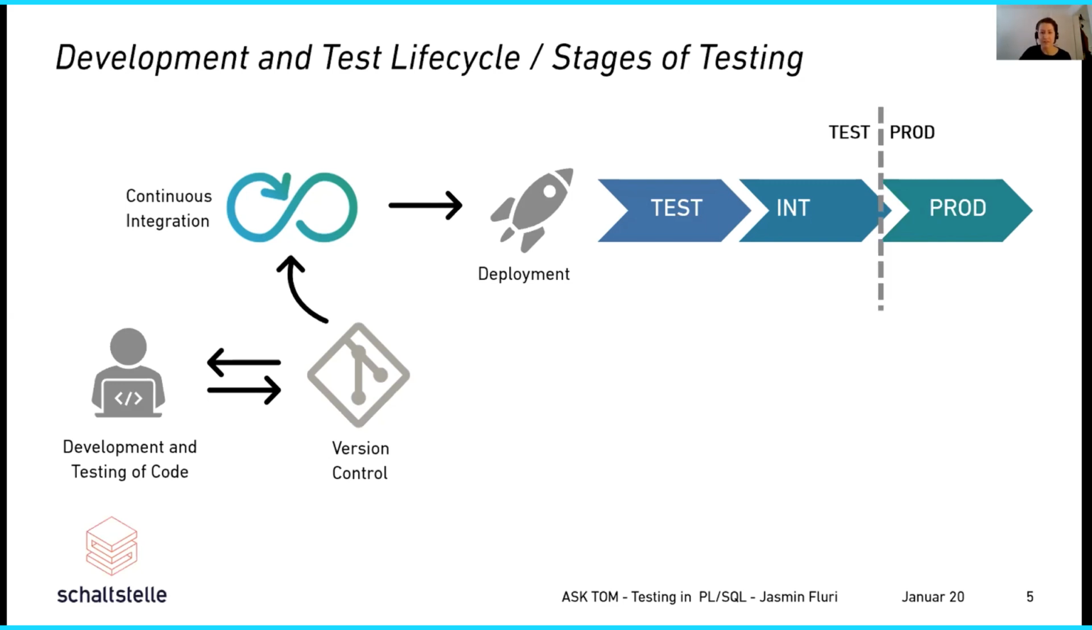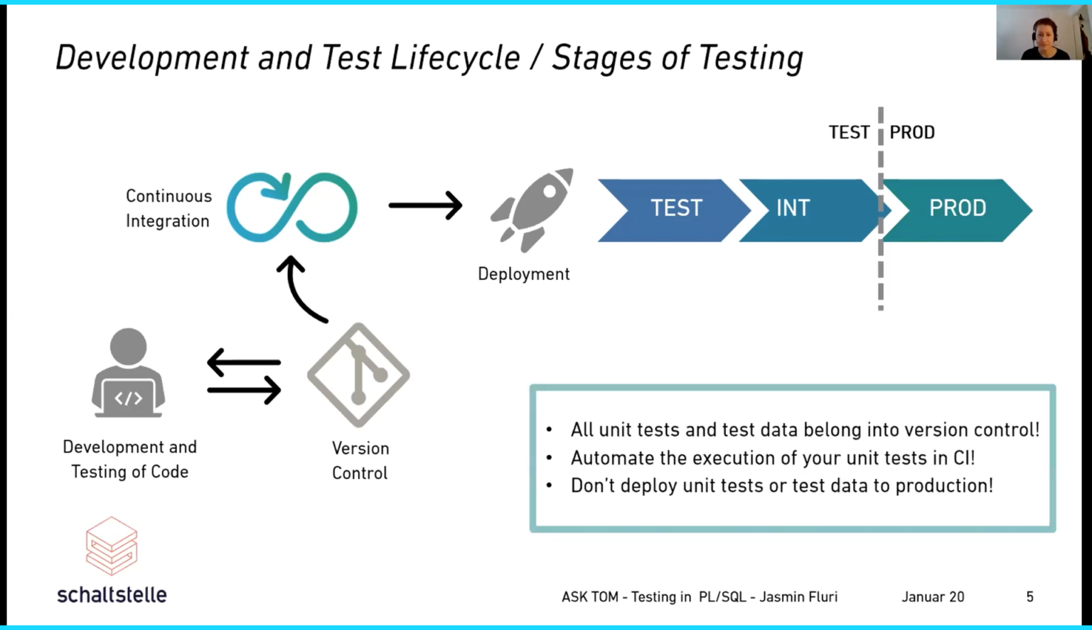Important here is that the unit tests and also the test data should only be deployed in the test environment. We don't want to have the test data in the production environment. We only want to have that in the test environment, because the chances of breaking something in production would be too big. So all unit tests and also the test data belongs into version control. We want to automate the execution of our unit tests in the continuous integration, and we don't deploy unit tests or test data to production.